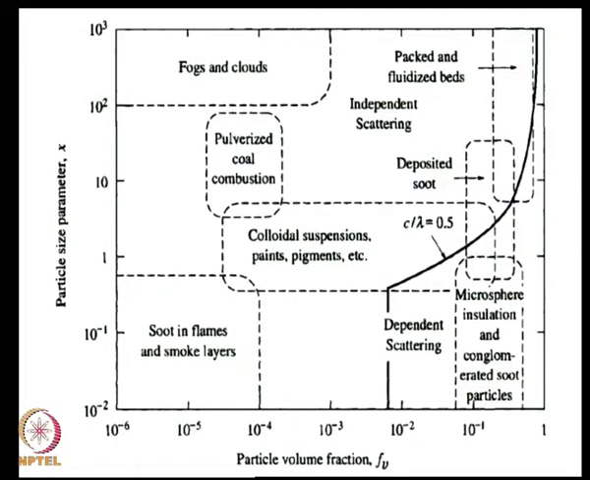If that volume is very small, like 1 millionth or 1000th, you can be quite sure that you are in the independent scattering domain, that is mentioned here. That is the domain where each particle acts as though other particles do not exist. So, you can see that typically in the case of fog and clouds, pulverized coal combustion or soot in flames, all colloidal suspensions and liquids, this is generally satisfied as long as the particle volume fraction is less than 1 by 100.